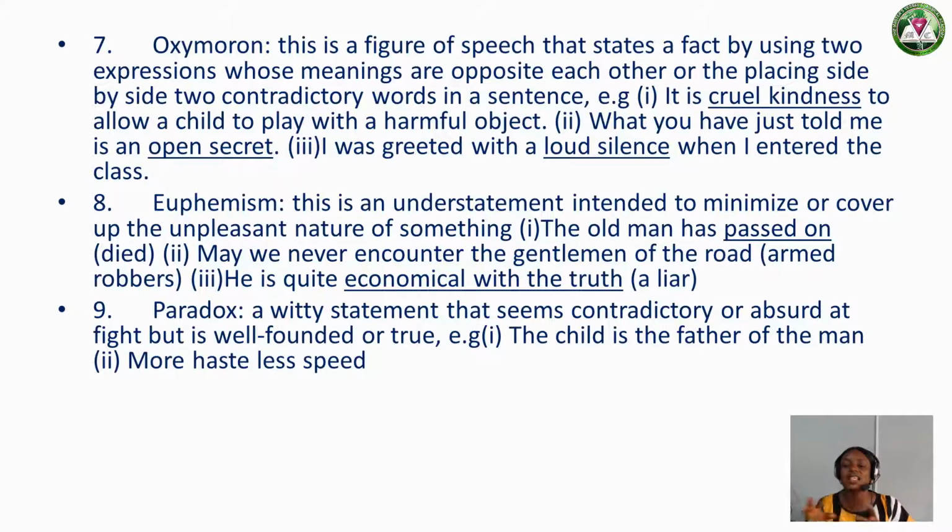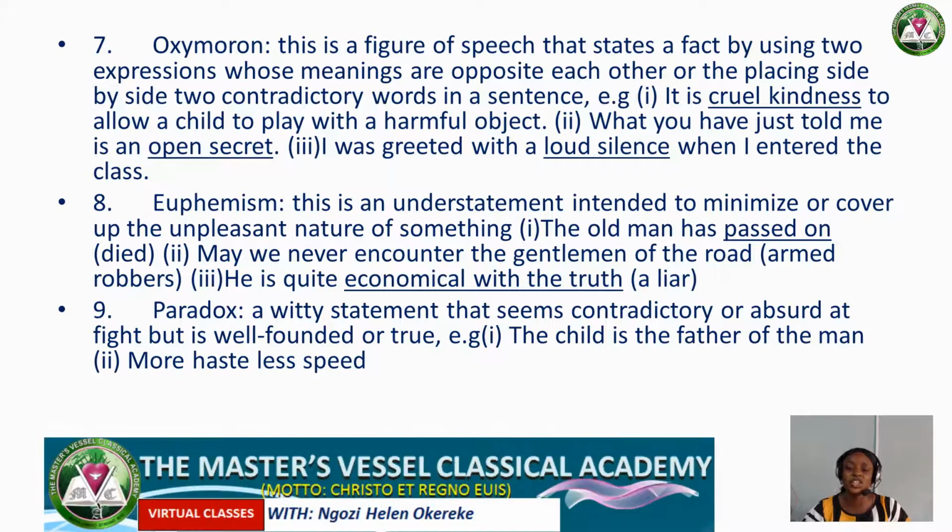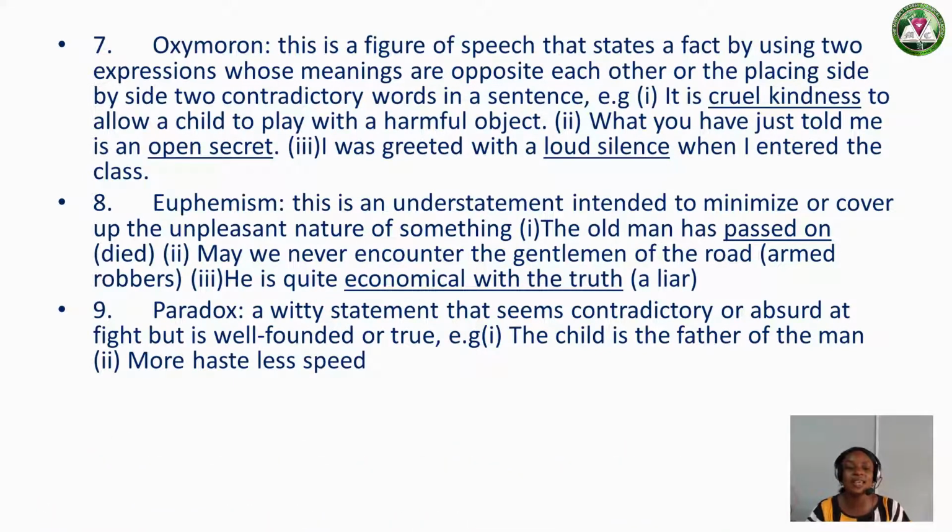You know, when you say the child is the father of the man, of course, a child will one day grow up to become the father of a man. That's what it's trying to say. That means nobody will remain a child forever. A child will grow up, get married, become the father, and have children who also grow up to become men or women. So we say the child is the father of the man. Another example is more haste, less speed.